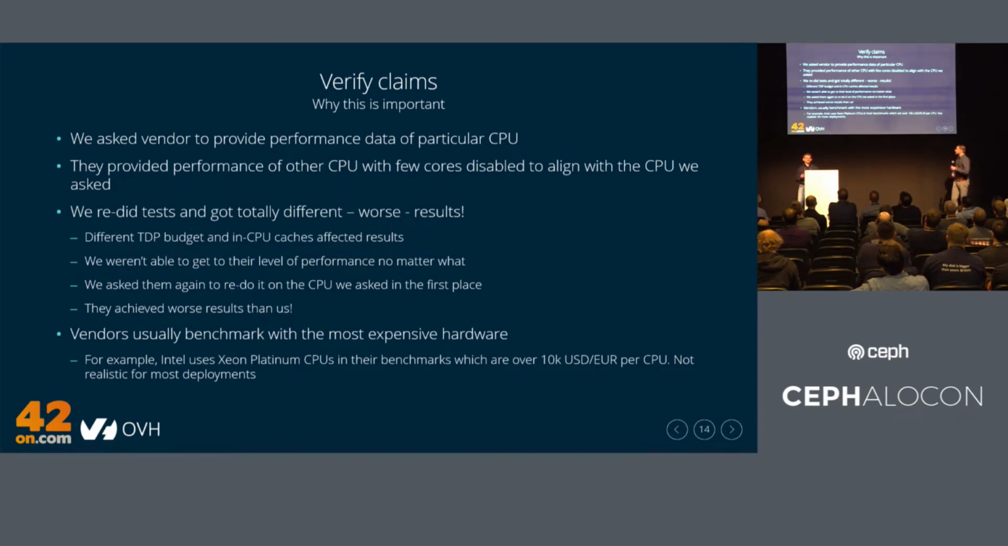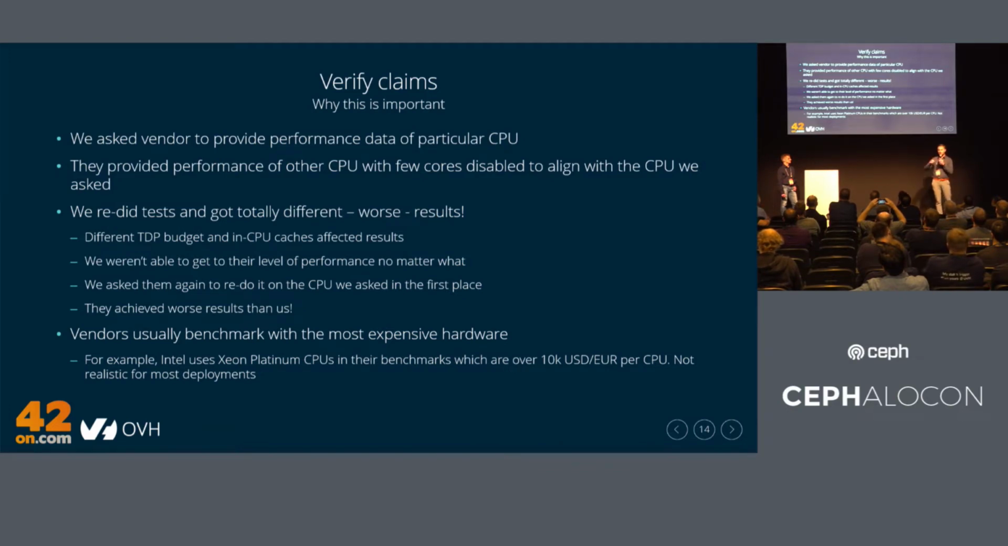You need to verify claims for very simple reasons. Again, it's not about bashing Intel, because Intel makes great products, but they do benchmarks with NVMes, and then you start looking at their numbers, and they achieve 1 million IOPS, and you're like, whoa, 1 million IOPS? Who doesn't want 1 million IOPS from just 5 servers?